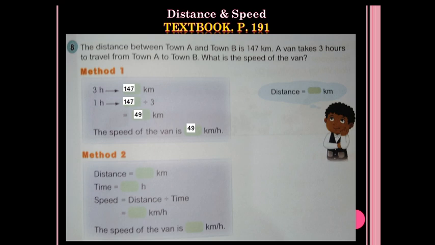Now method number 2, distance equals 147 kilometers. How about the time? The time is 3 hours. The formula: speed equals distance divided by time. So 147 divided by 3 equals 49 km per hour. And the speed of the van is 49 km per hour.